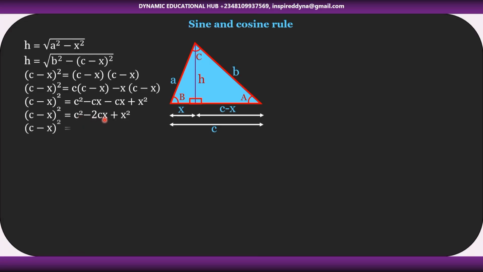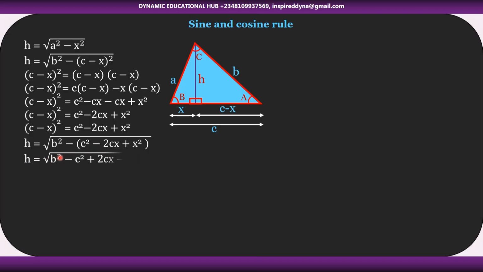So let's go ahead and substitute that. So we have h equals the square root of b squared minus the whole of this, c squared minus 2cx plus x squared. Now you have minus 1 outside and you are going to use it to expand the whole of this. So you have h equals the square root of b squared. When you use minus 1 here to expand this, you have minus c squared, minus 1 multiplied by the whole of this, you get plus 2cx, minus 1 multiplied by the whole of this, you get minus x squared.